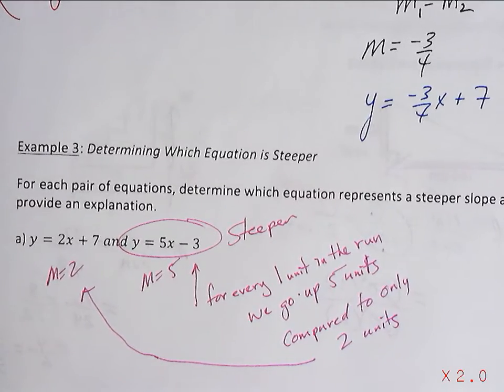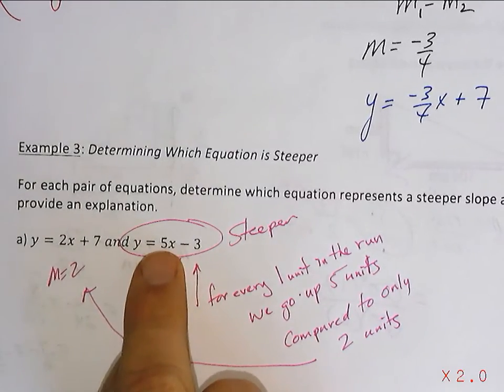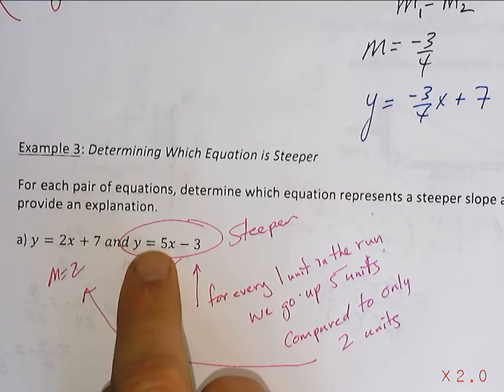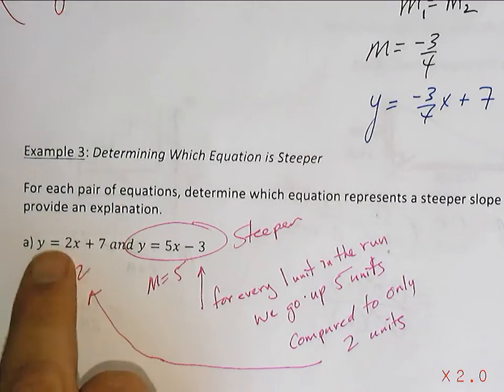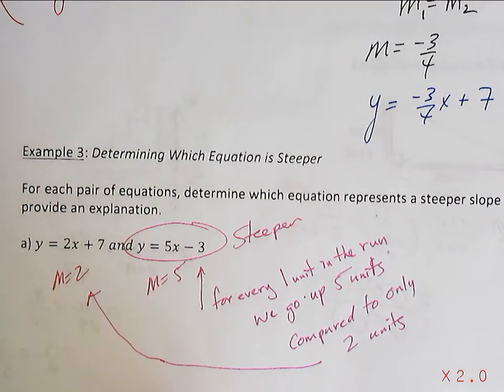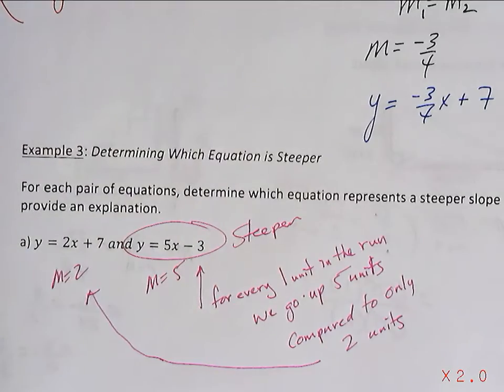And does that make sense? That this one's going to be steeper because think of it, it's rise over run. So this is 5 over 1. So every 1 I go over, I go up 5. Where this one, for every 1 I go over, I only go up 2. So this is definitely going to be the steeper line.